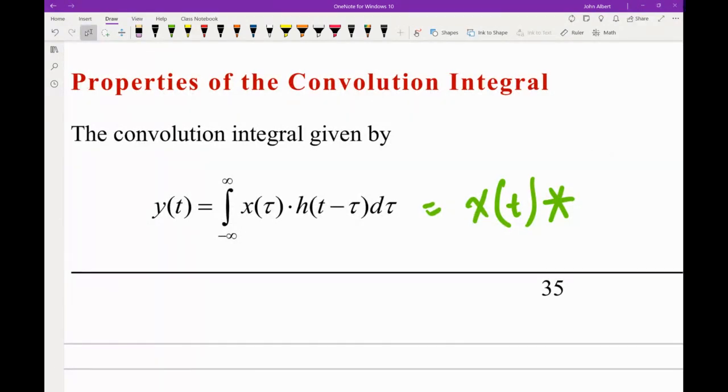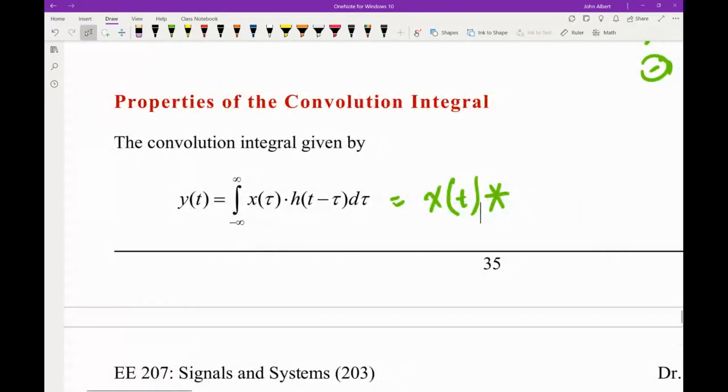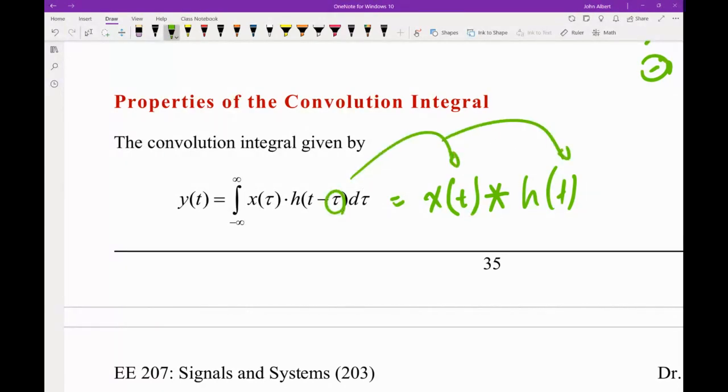So the convolution integral is very often written this way. It's the convolution between two signals, x of t and h of t. Now, one of you may say, how come in the convolution we have tau, but here we don't see tau? Yes, we don't see tau because tau is just a dummy variable of integration.